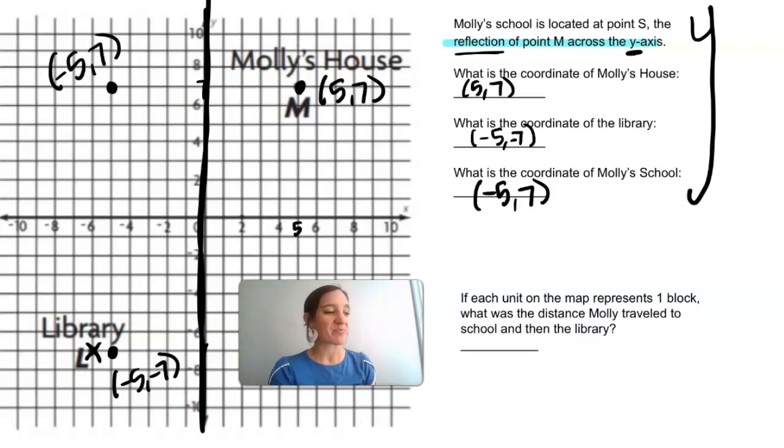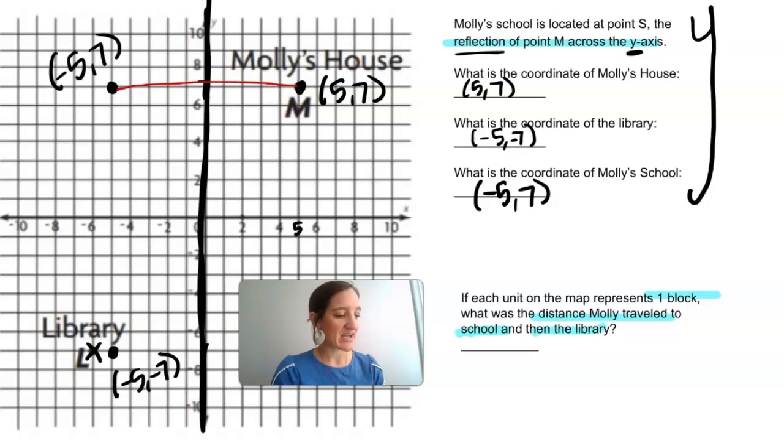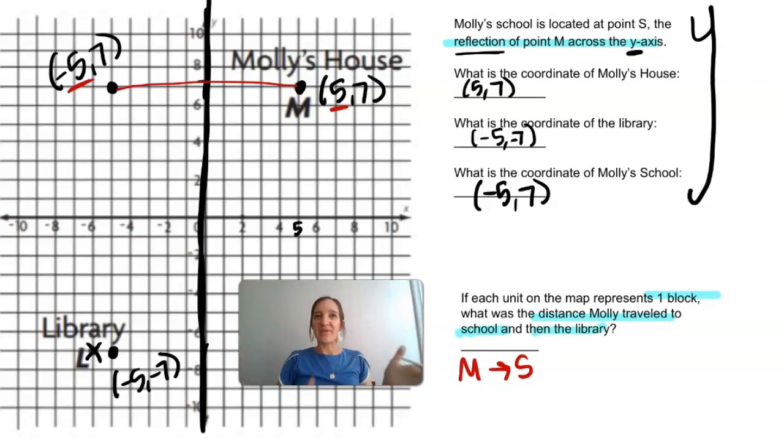If each unit on the map represents 1 block, what was the distance Molly traveled to school and then the library? Okay, so she first went to school. So Molly's house to school was, if we look, the x coordinates are different. So what's the distance between 5 and negative 5? 5 plus 5 is 10.